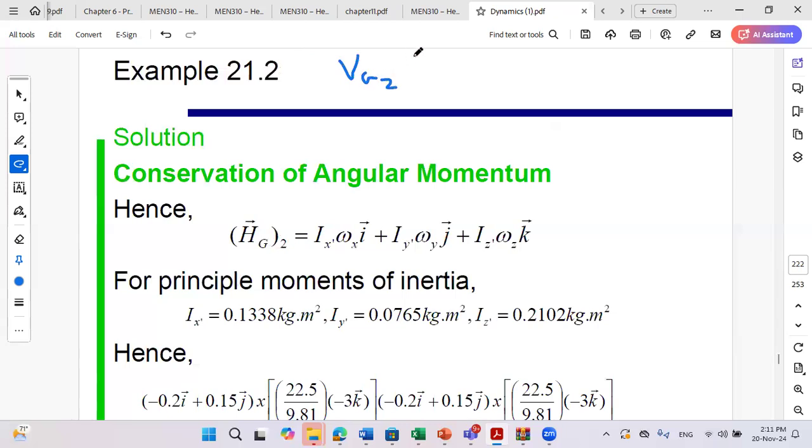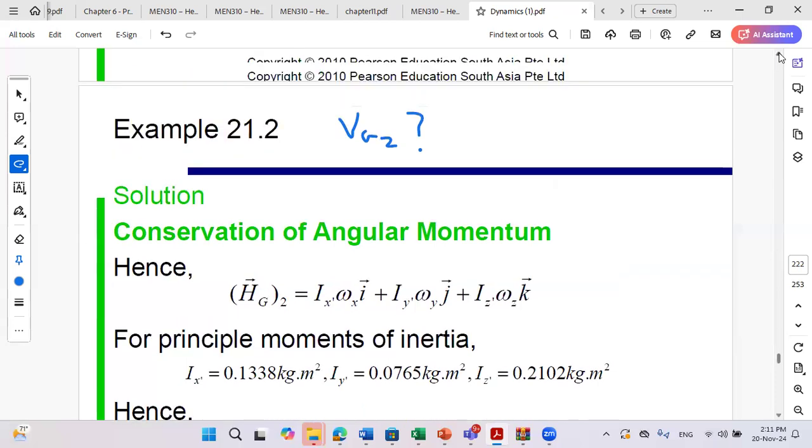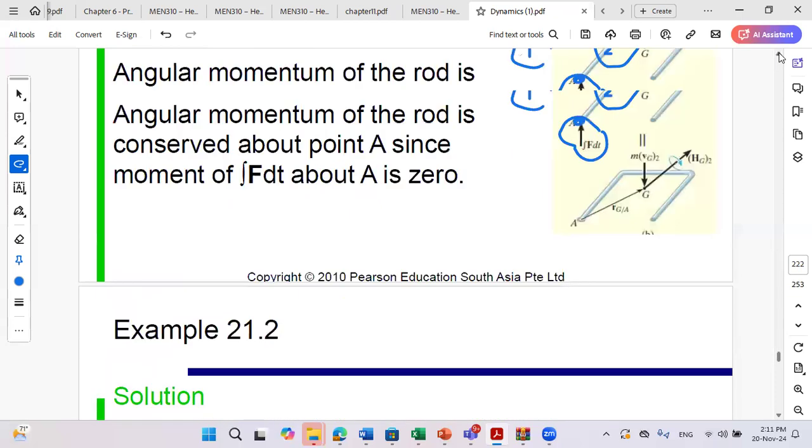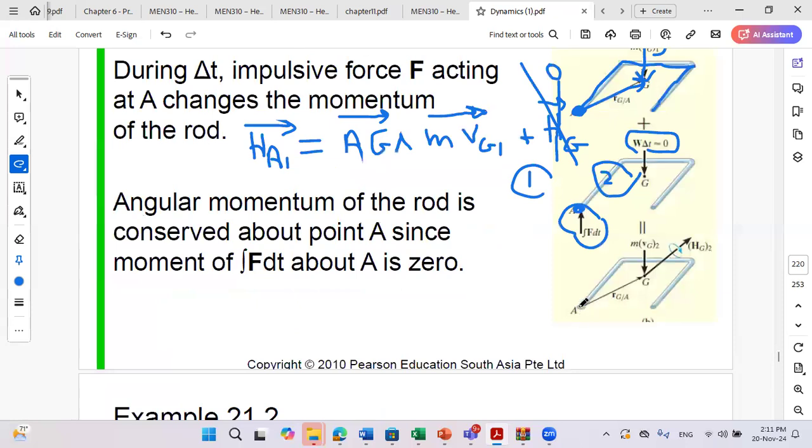To get the velocity of G at state 2, you need to know the type of motion. And since we said that we have rotation, point G will rotate about the hook. If you go to your figure, what will happen now? Since your rod is rotating about the hook, we are sure that it's doing rotation about point A. So we need to evaluate the value of VG2 and we need to evaluate HG2.